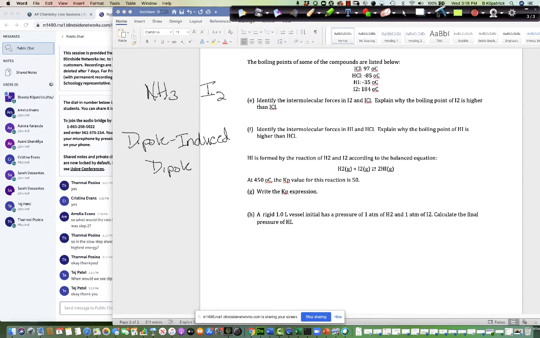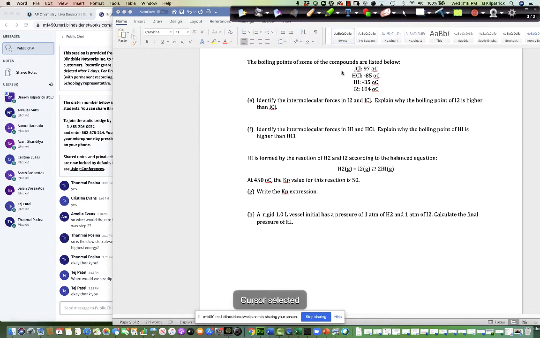Yeah, no problem. Another good point is that you could also potentially see ion-dipole. If it's an ion-dipole, that would be like a water molecule interacting with something that's ionic, pulling the ions apart in a solution when it's going through that dissolving phase.